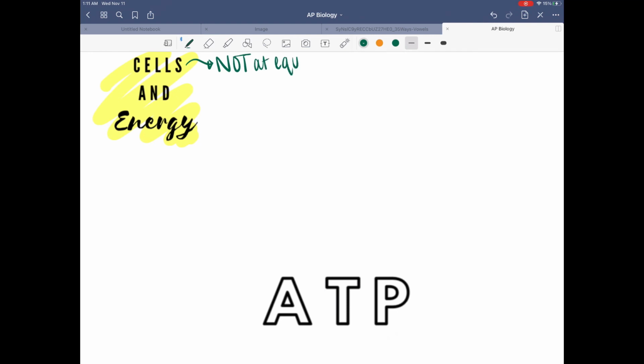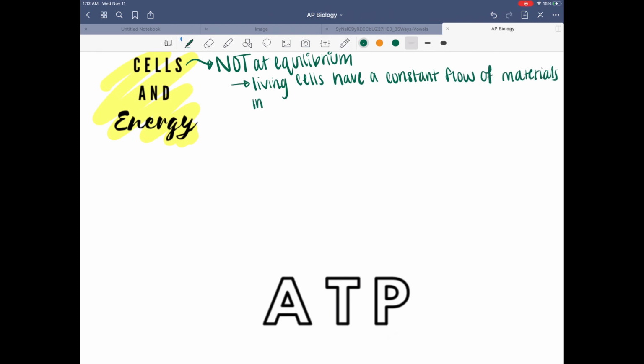All right, so that's one of the most important concepts that you really need to grasp for topic 3.4: that we are not at equilibrium. And the reason we are not at equilibrium has to do with the fact that living cells will have a constant flow of materials going in and out of that membrane. And because it's a constant flow, at any one point in time, we will not see an equilibrium.